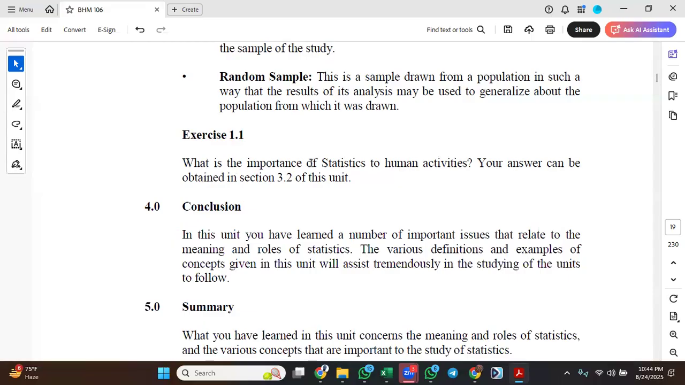Now, what is the importance of statistics to human activities? Now that you have learned about statistics and so on and so forth. It's a general question. Let's answer it. What is the importance of statistics to human activities? You have the floor. Let's talk. Let's contribute.